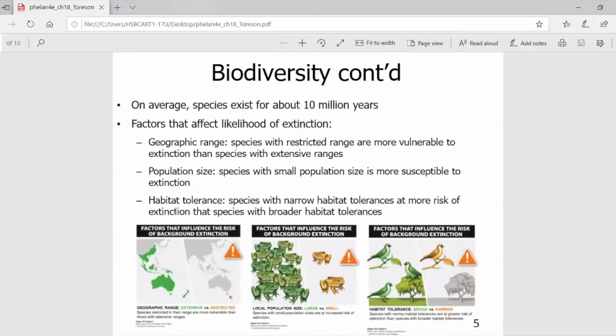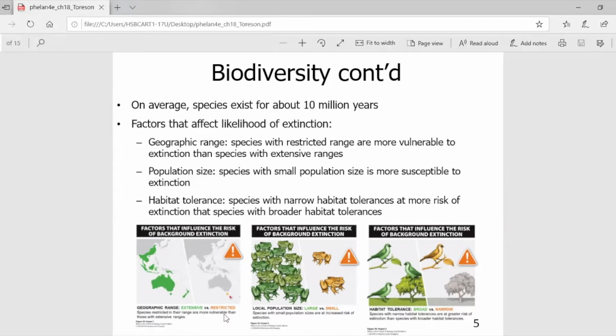On average, species exist for about 10 million years. Of course, there's a huge variety in this value. There are factors that affect the likelihood or the probability of a species to go extinct. These three factors are geographic range, population size, and habitat tolerance. These are illustrated in these figures on slide 5.